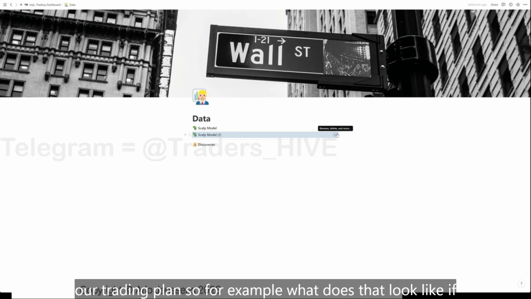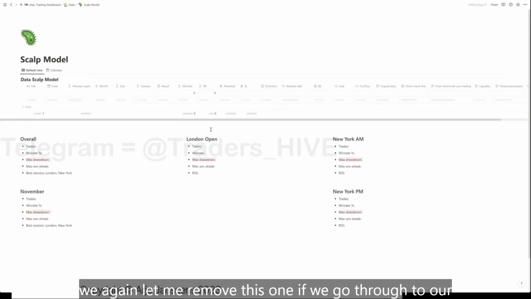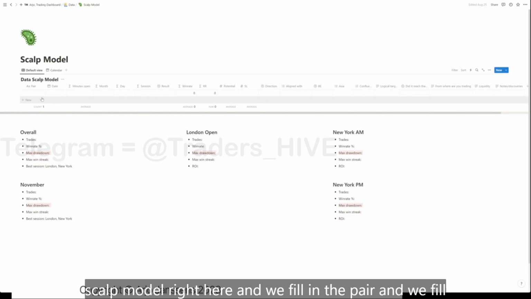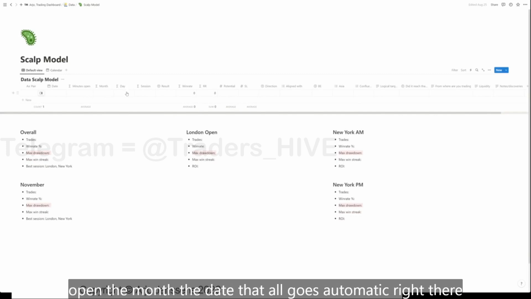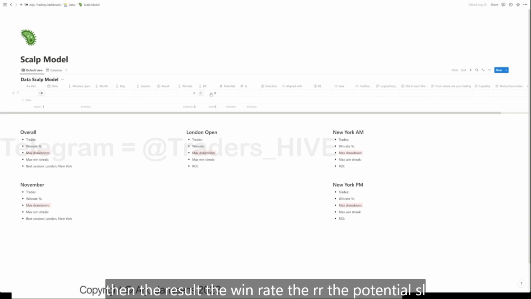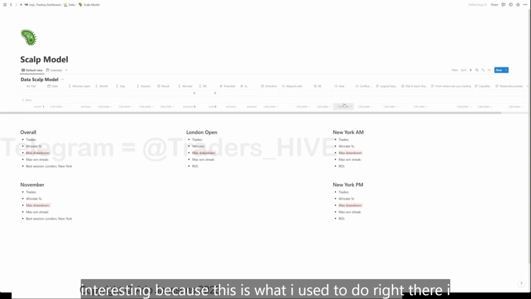So for example, what does that look like? Let me remove this one. If we go to our scalp model right here and fill in the pair, the date that we took a trade, how many minutes it was open, the month, the date, that all goes in automatically. Then the result, the win rate, the RR, the potential, SL, direction, etc. Pretty self-explanatory, right?